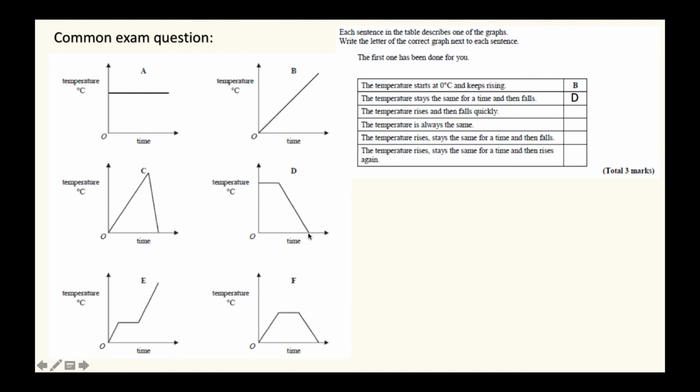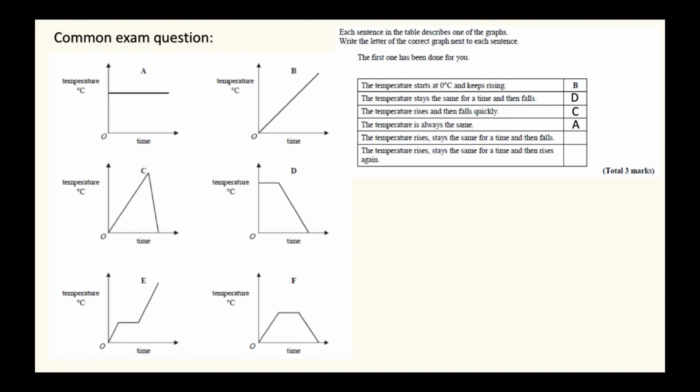Lovely. The next one says the temperature rises and then falls quickly. Now we can use one of our graphs where it rises, so make sure it's going to be one that's going upwards. So C looks quite good. It rises and then falls quickly, which to be fair looks about right. We can't really use any others. The next one says that the temperature is always the same. Well, if something's not moving or changing, then it'll just be a straight line. So that one would be A.